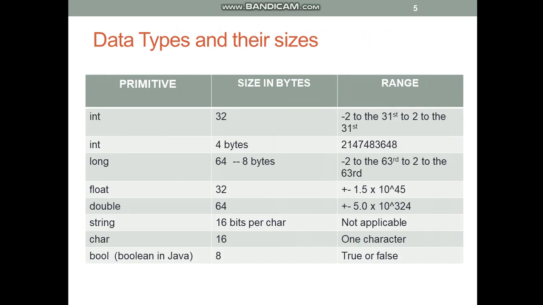Float is 32 bits, so it comes to 4 bytes. Double is 64 bits, again 8 bytes. String is 16 bits per character, again it comes to 4 bytes. Character is also 4 bytes. Boolean is 8 bytes. And we have the range or default value. Boolean can be either true or false. Character is one character.